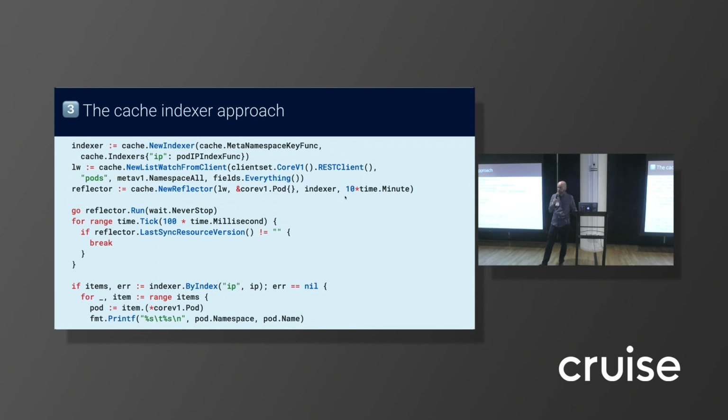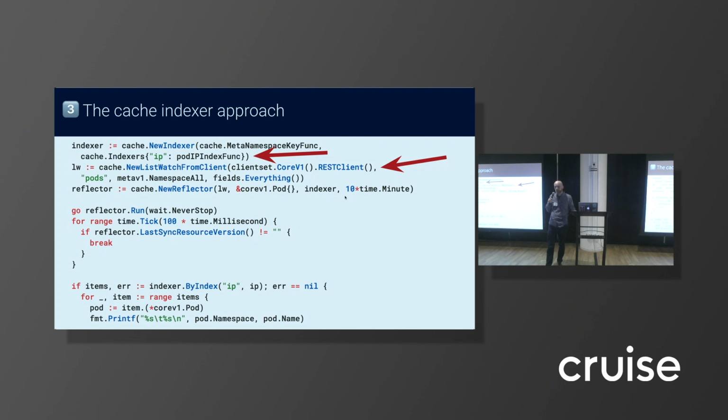The first thing I do is create my indexer, and I pass it my index pods by IP function. Then the next thing I have to create is a list watcher, which takes the API client that we built, a resource type to watch, and the fields and attributes that you want to watch on those resources.